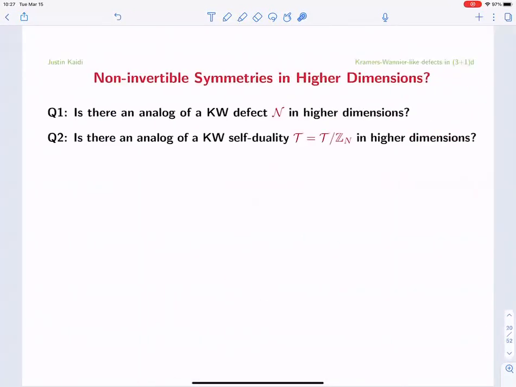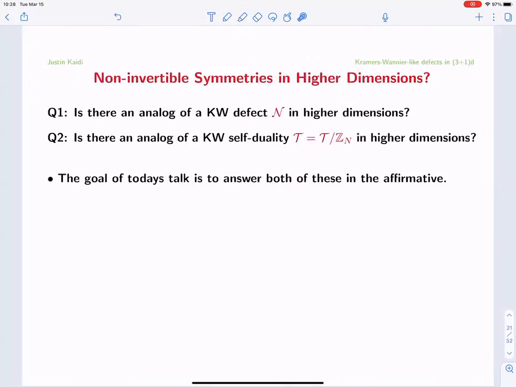And now we can get into the real bulk of today's talk, which is to extend everything that I said until now to higher dimensions. In particular, we'll mainly focus on 4 dimensions today. Okay, so the questions that we're going to ask today are, is there an analog of the Kramers-Wannier defect N in higher dimensions? And also, is there an analog of the Kramers-Wannier self-duality in higher dimensions? That is to say, does this N tell us something about the theory being self-dual? And I hope to convince you today that the answer to both of these is yes.